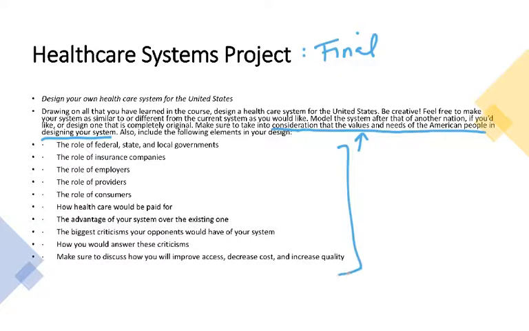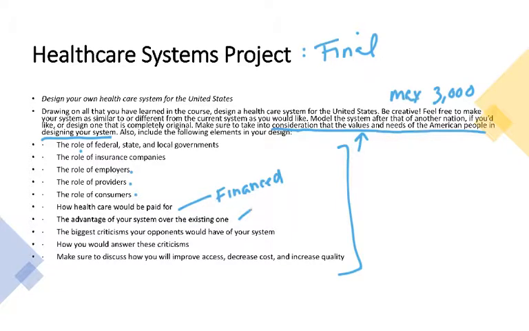So in your paper to me, your paper is going to be a maximum of 3,000 words. So if you can be brief, then that is absolutely fine. But you're going to go over what the role of the federal, state, and local governments are going to be. What is the role of health insurance companies, employers, providers, consumers? How will this healthcare be paid for or financed? What is the advantage of your system over the existing one?